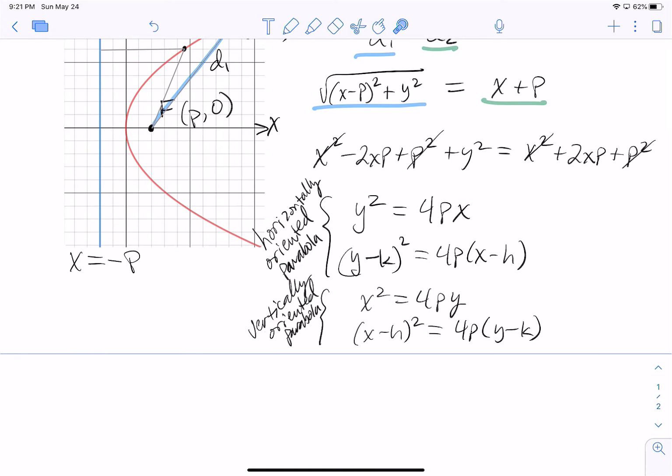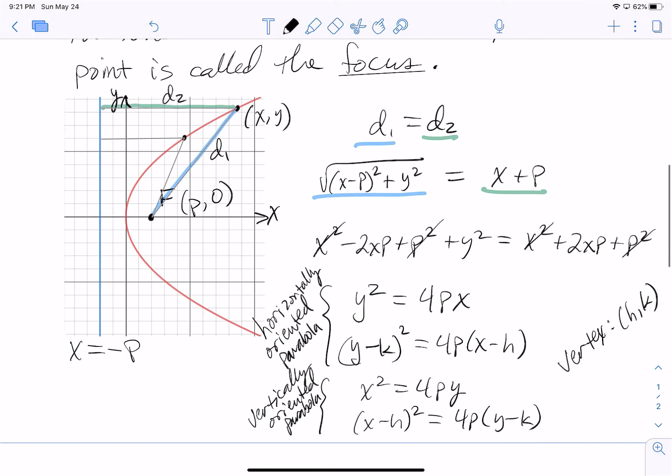Vertically oriented parabolas have similar looking equations. x is the one that is squared for a vertically oriented parabola. Notice I've kept, for the translated parabola here with (h, k), x minus h is showing up in both of these, x minus h, and y minus k is showing up in both of these. And in all of these cases, the vertex has coordinates (h, k).